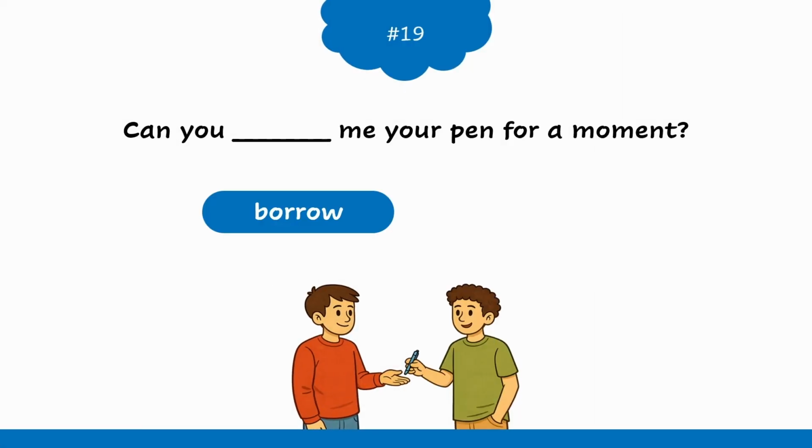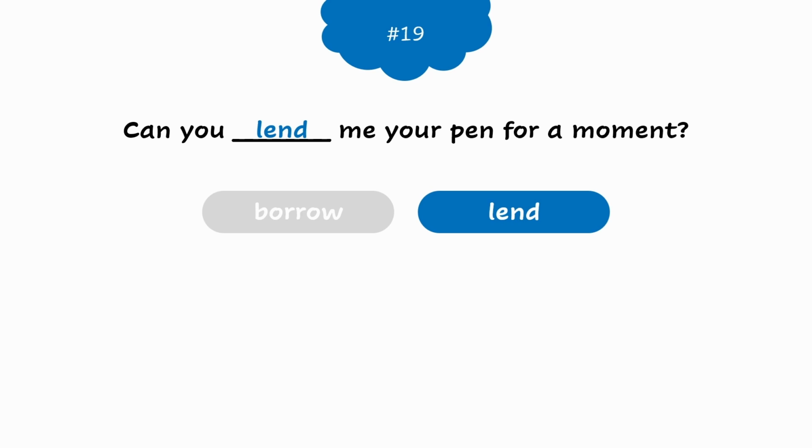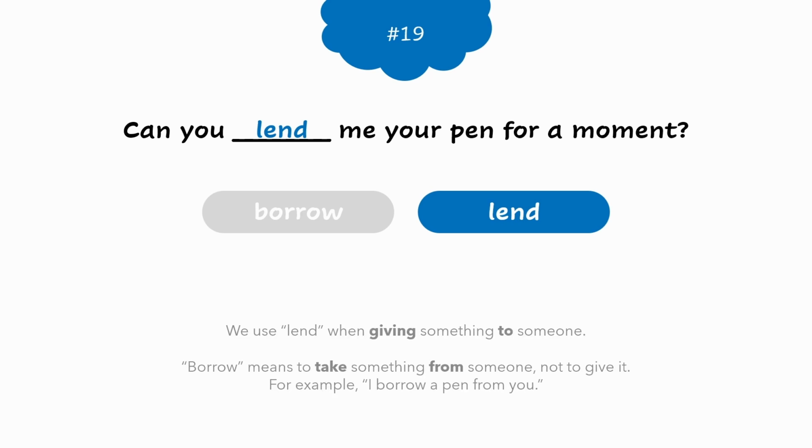Can you ___ me your pen for a moment? The correct answer is, can you lend me your pen for a moment? We use lend when giving something to someone. Borrow means to take something from someone, not to give it. For example, I borrow a pen from you.